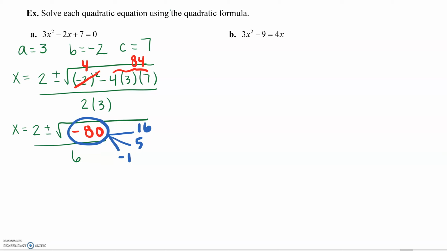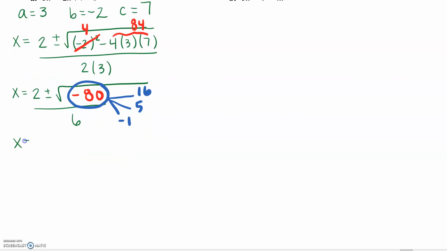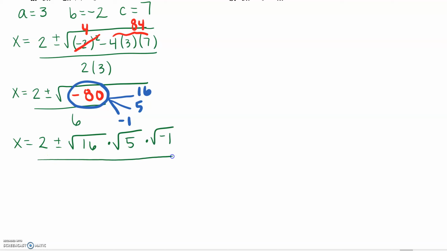If I break up my square root, I'll show you how I would do it. I would write this like plus or minus the square root of 16 times the square root of 5 times the square root of negative 1 all over 6. Now I know the square root of 16 is 4. I know the square root of negative 1 is i. So if I keep writing, I've got x equals 2 plus or minus 4i root 5 all over 6.